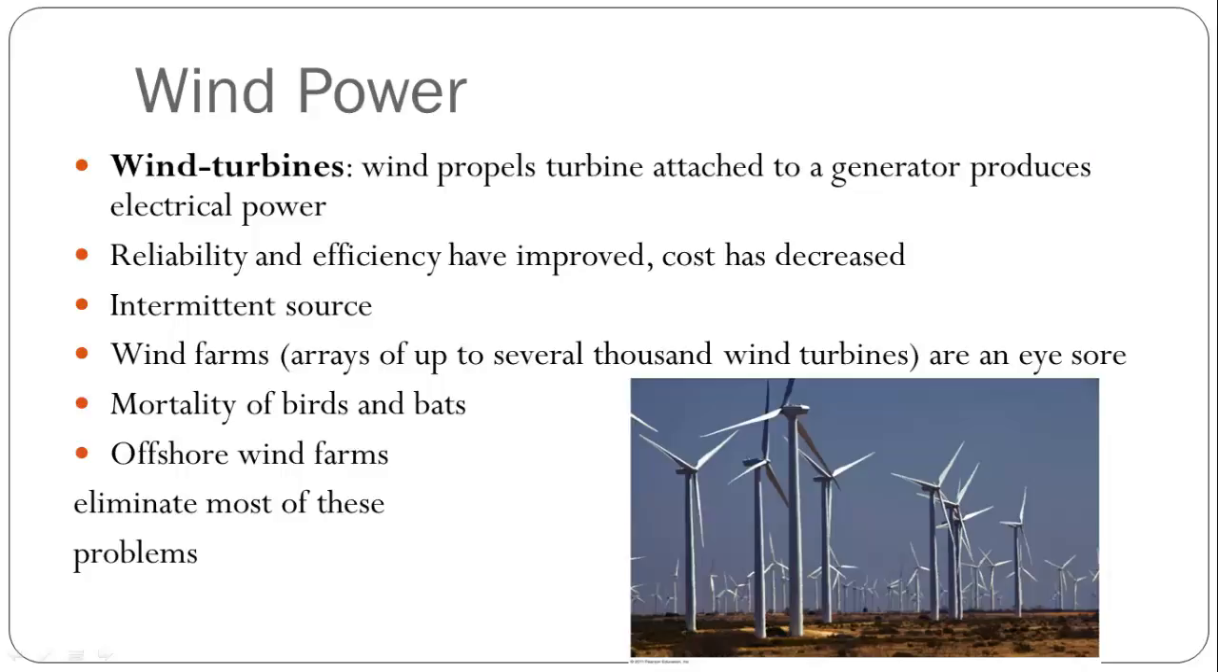The reliability and efficiency have improved, cost has decreased. However, it is an intermittent source, so some days it is not windy, and so it's not turning the turbines. It also kills birds and bats. Maybe a solution to that is to put them in the middle of the ocean where birds and bats don't fly as much. There are other things to consider as well, though.